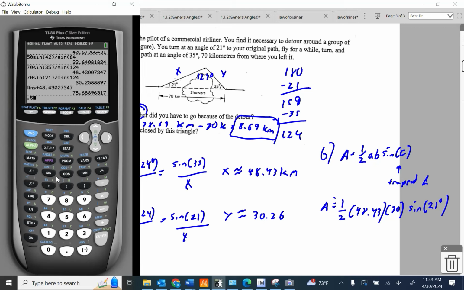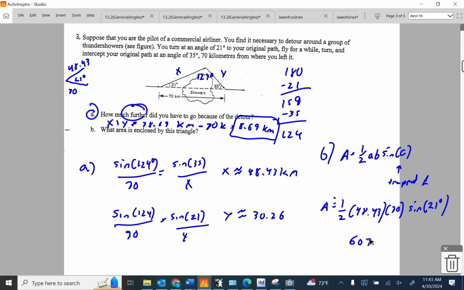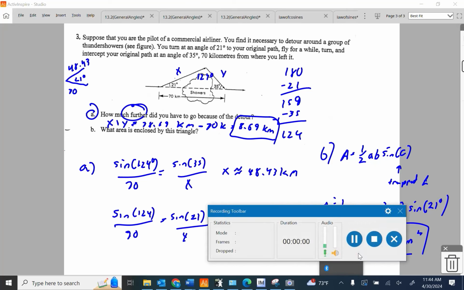If I had time, I'd make things up where we get to use some perfect trig ratios. But I don't. There you go. 607.45 square kilometers, 607.45. And that is square kilometers because it's an area concept. And there is your law of sines homework. Next up, I do the law of cosines.